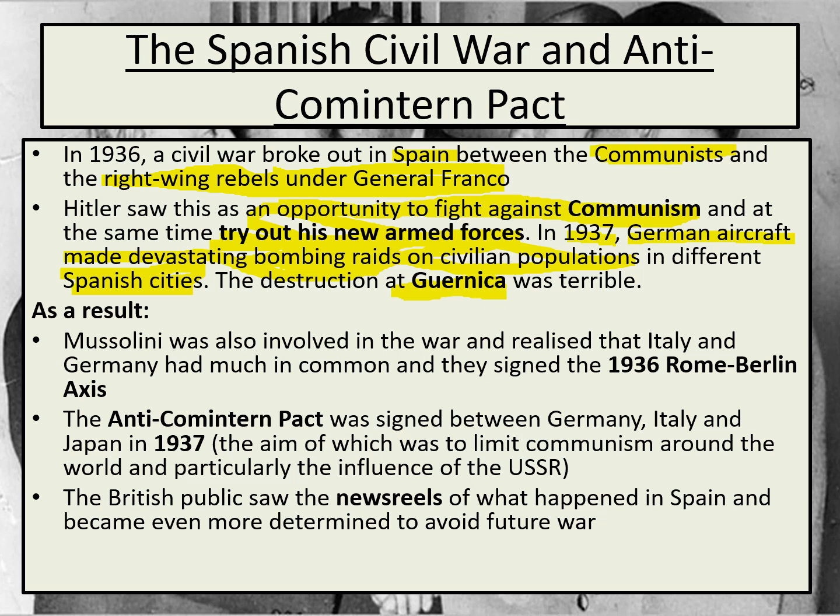So results, well, Mussolini and the Italians, they had also been there helping General Franco to defeat the communists. And what this meant was that Germany and Italy realised that they actually had loads in common. Loads and loads in common. And so at that point, they signed the 1936 Rome-Berlin Axis, where they agreed that they were going to form an alliance because they realised that they had the hatred of communism in common. That then was added to and formed into the full Anti-Comintern Pact in 1937.